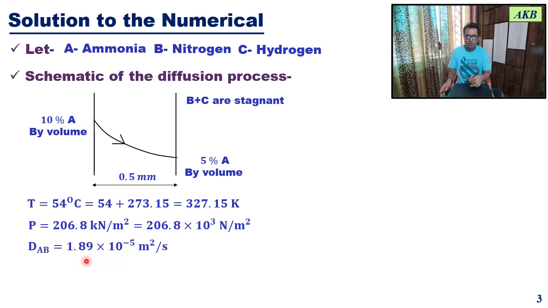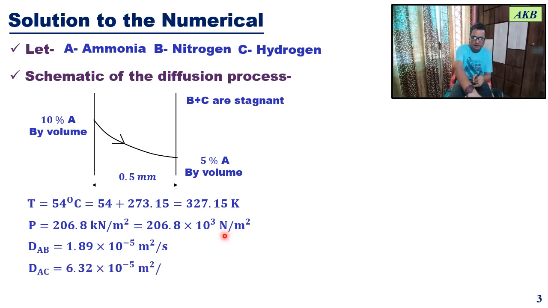The other information is pressure is given. It is 206.8 kilonewton per meter square, and if we convert it to Newton per meter square, we will have to multiply with 10 to the power 3. So it is 206.8 into 10 to the power 3 Newton per meter square.